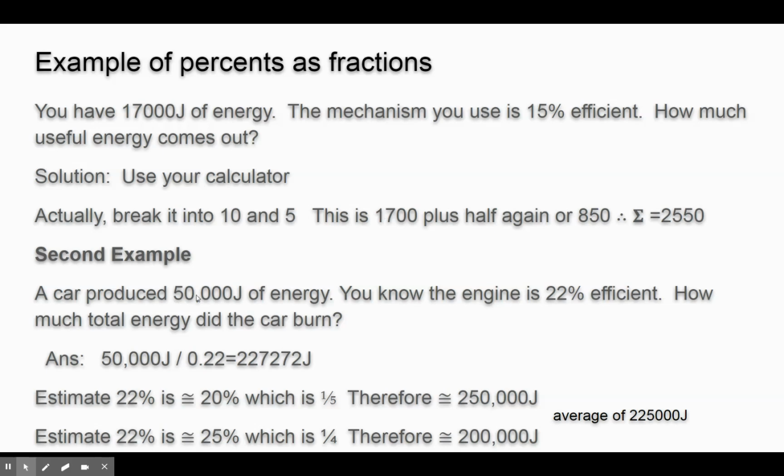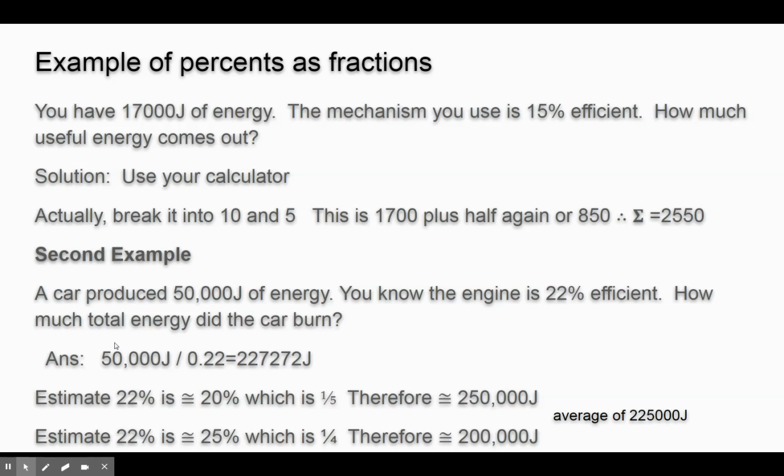Here's a second example. A car produced 50,000 joules of energy. You know the engine is 22% efficient. How much total energy did the car burn? You rearrange that formula. You must get a larger answer, right? You're at the output end. So you got two choices with this percent. You multiply by the percent or you divide by it. Which one is going to make the answer bigger? The direction you're going. Divide by.